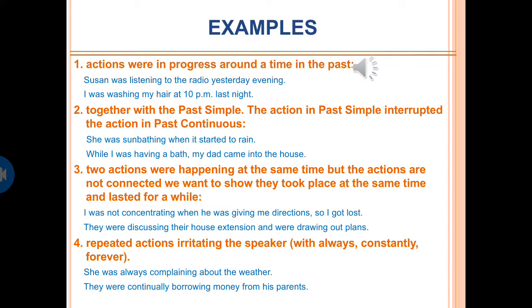3. Two actions that were happening at the same time, but the actions are not connected, and we want to show they took place at the same time and lasted for a while. Example. I was not concentrating when he was giving me directions, so I got lost. They were discussing their house extension and were drawing out plans. 4. Repeated actions irritating the speaker with always, constantly, and forever. Example. She was always complaining about the weather. They were continually borrowing money from his parents.